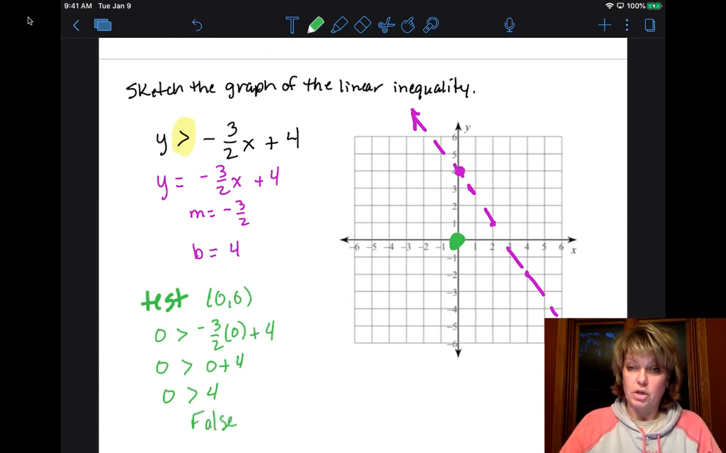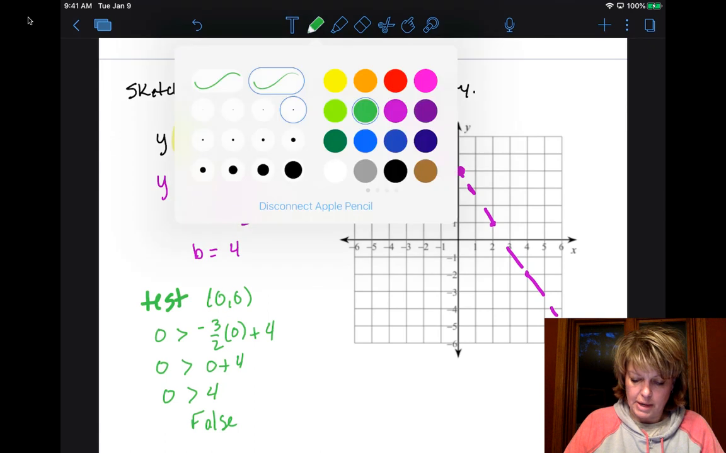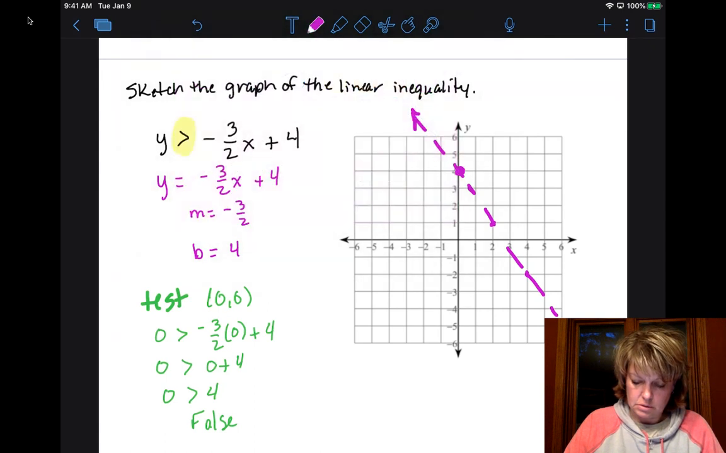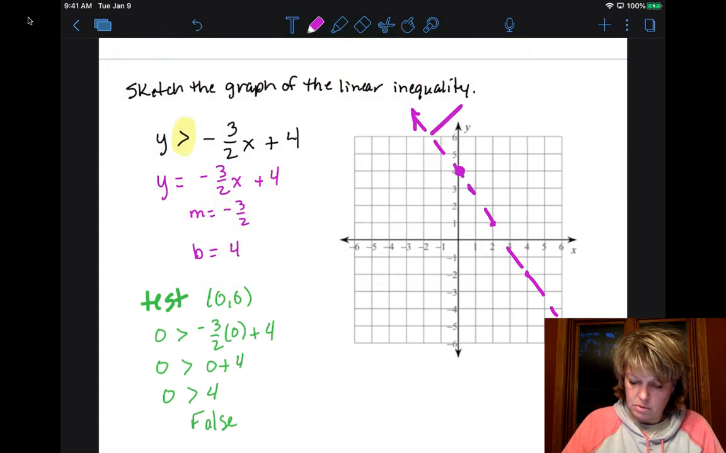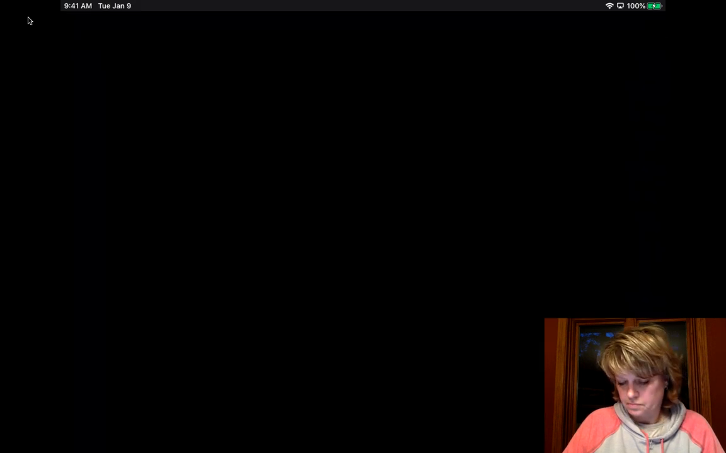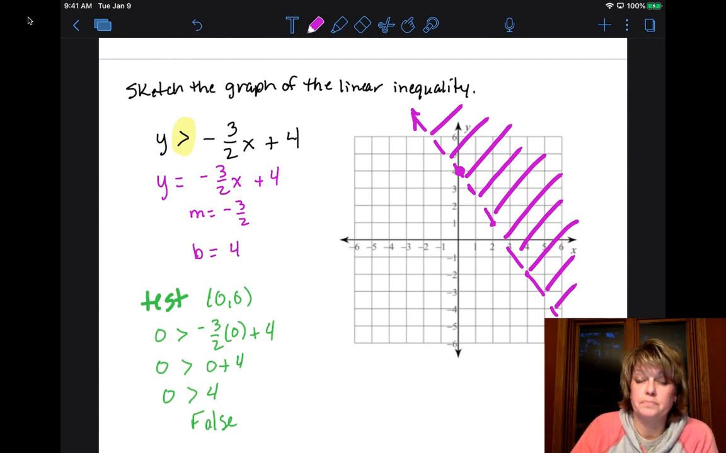If 0, 0 worked, you'd shade this region, but it doesn't. So I'm not going to include 0, 0. I'm going to go back to the other side and I'm going to shade what's over here. And again, that is my solution. So, long story short, we cannot write an equation or a statement or anything like that for our answer. It's just that picture. That's all the further we can go.